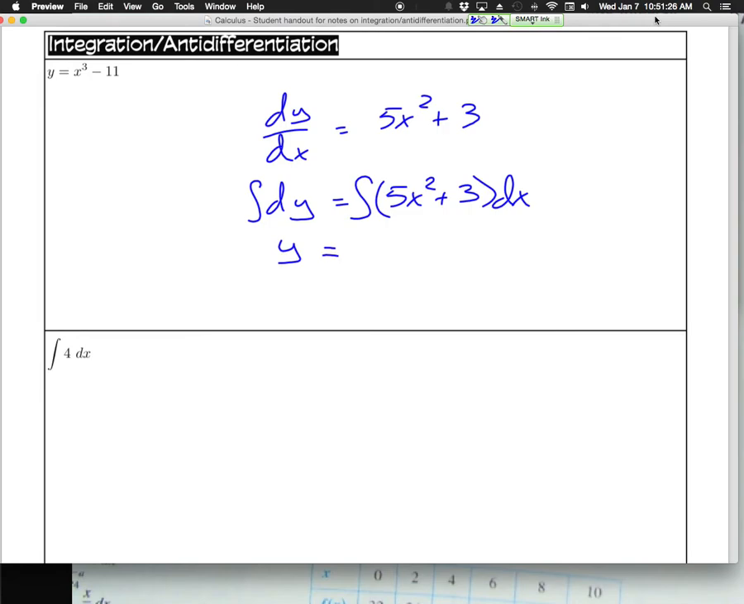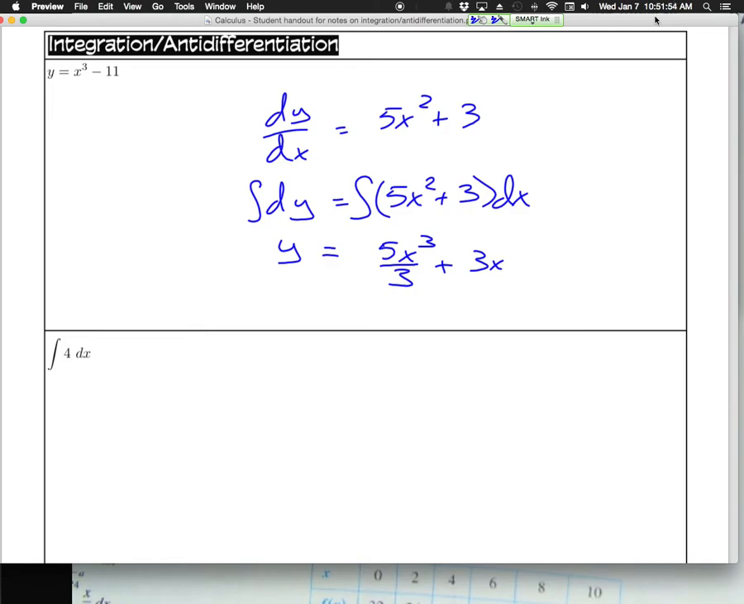Okay, so then I've got that 5x squared. What's the first step? Add 1 to the exponent, which is 3, and divide by it. Okay, then what about that 3? I need to add an x to it. So if it's just a constant, you're going to stick the variable on it. So what is my actual exponent of that x? 1. So if I divide by 1, nothing changes. So that's why it's just adding the x to it.